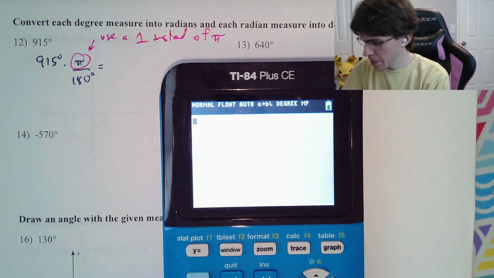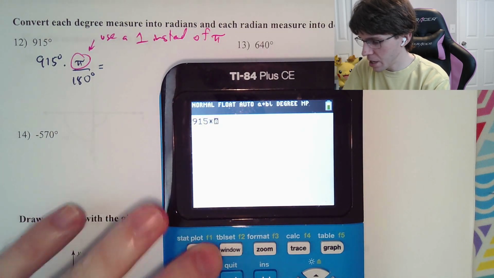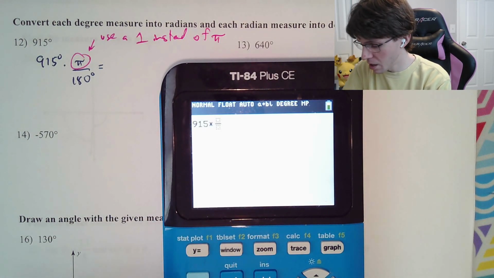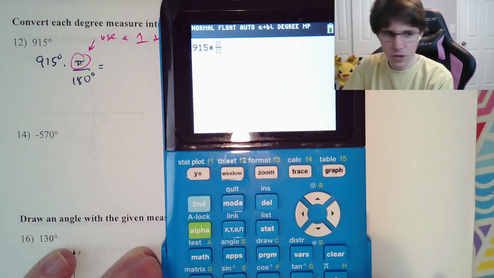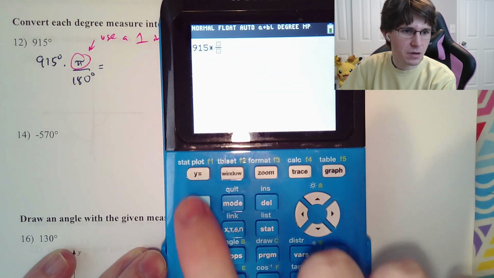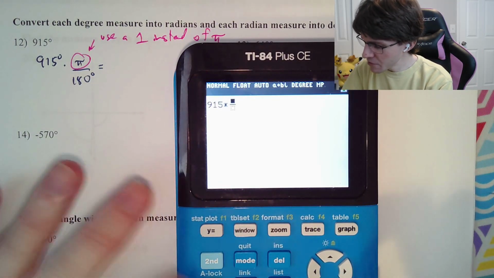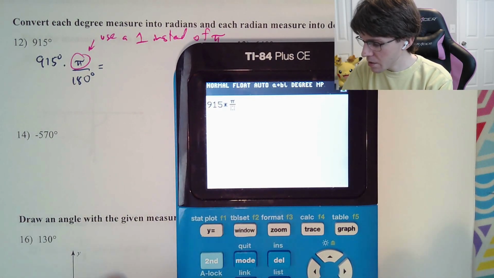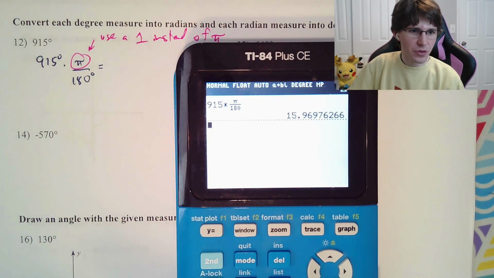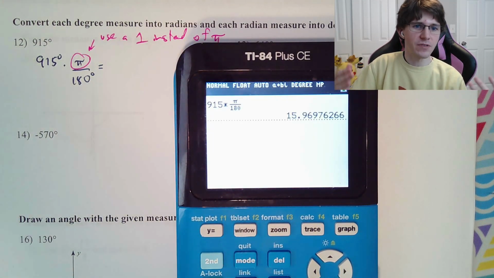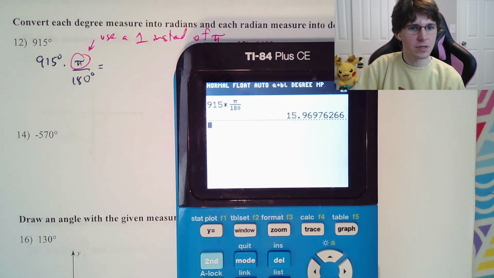So let me show you what I'm talking about. If I go 915 and I multiply by alpha y equal enter, there's that fraction button again. If you are new to seeing this, that's alpha y equals, and then the enter button on the calculator. But if I were to type in pi and then divide by 180, I get this decimal number that is not that useful to me. It turns out that 915 degrees is 15.96 radians, which is not actually that useful because we want to be able to use it in pi so we can accurately divide the circle into parts.